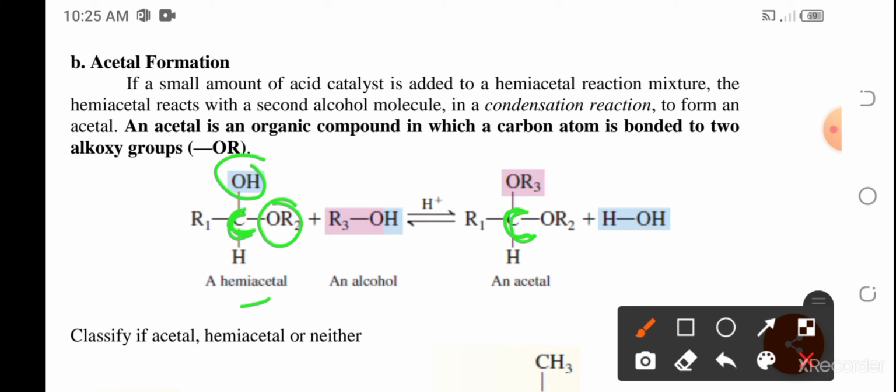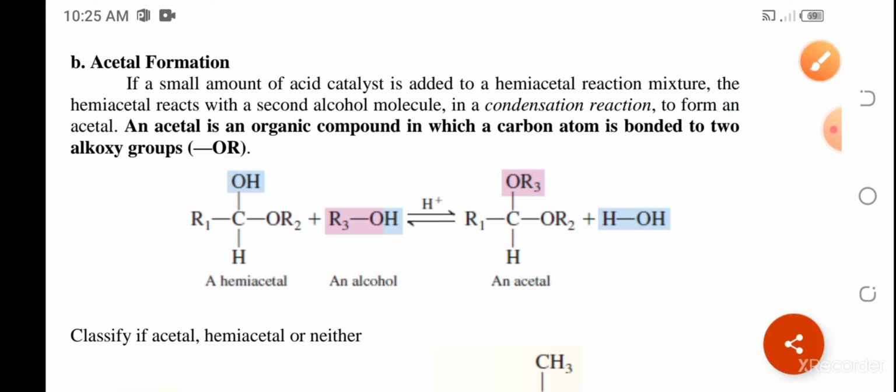However, for acetal, there's a specific carbon atom that bears at least two alkoxy group. Okay? Either there would be one alkyl group, pwede ring may hydrogen, pwede ring namang parehas na hydrogen or parehas na alkyl group. Okay, but the minimum requirement for it to be an acetal is two alkoxy group attached to a specific carbon atom.